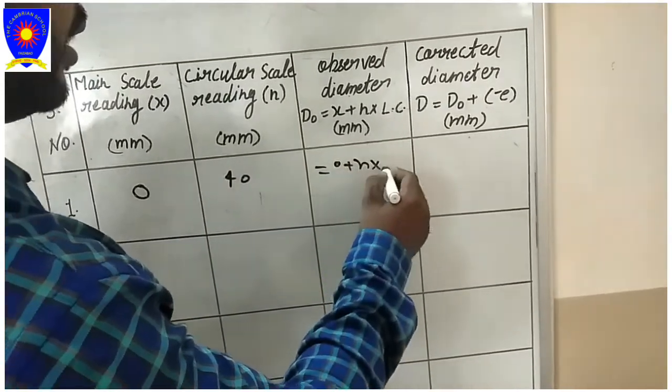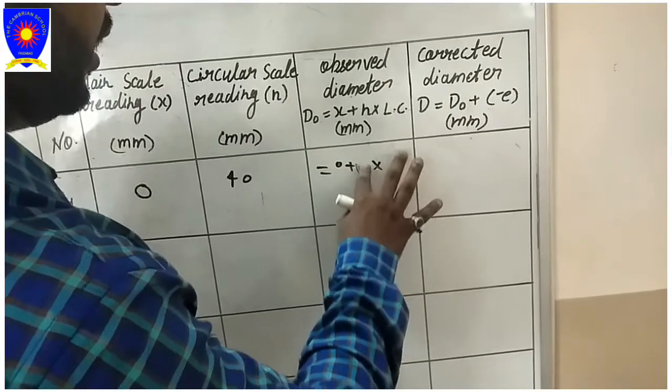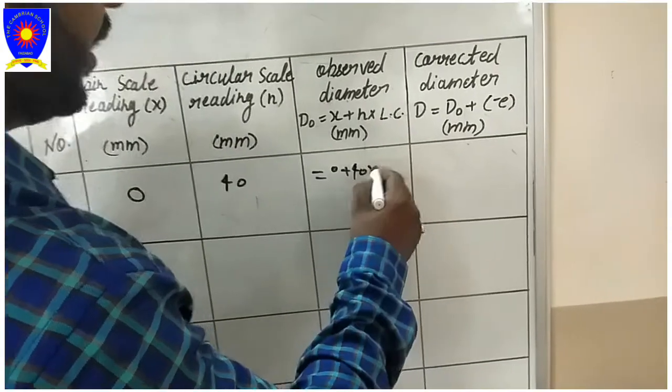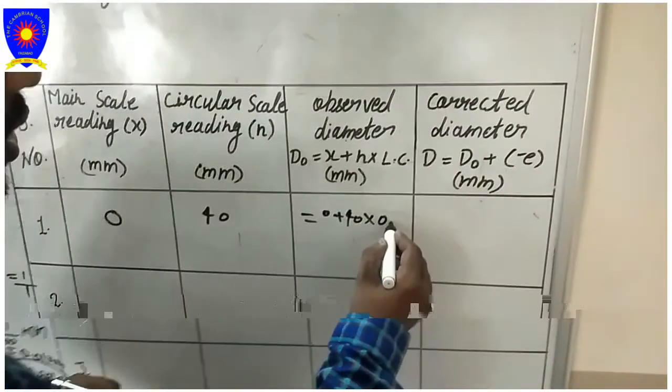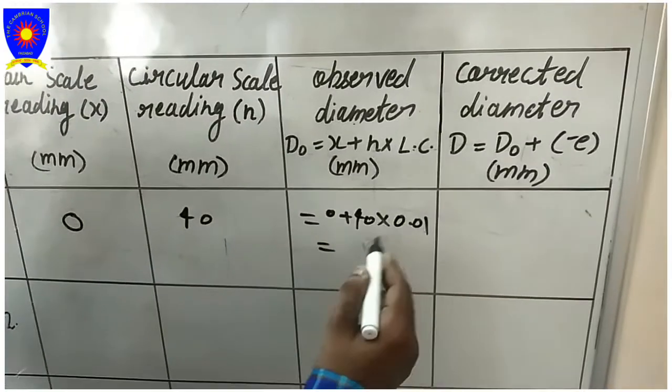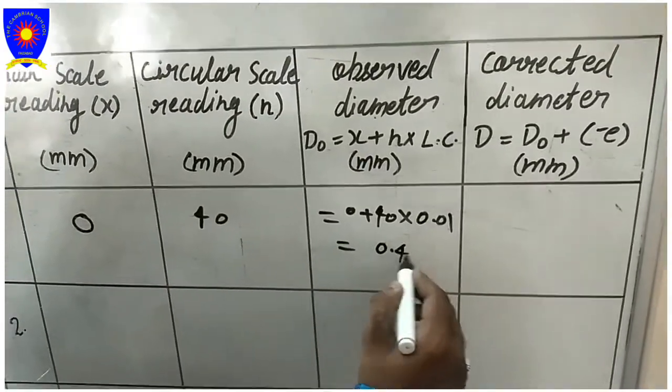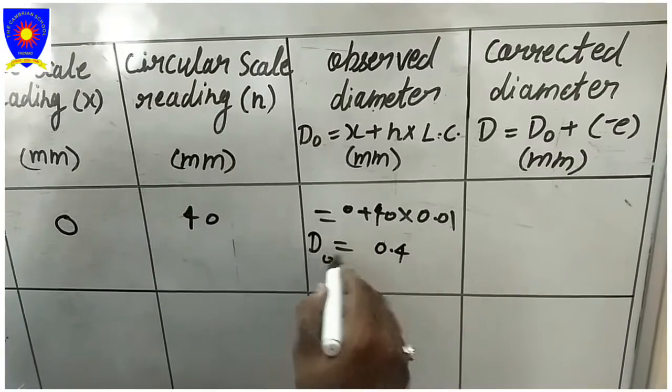This is n into the least count, n is 40, into the least count. This is 0.01. After solving this you will get 0.4. So this diameter is 0.4.